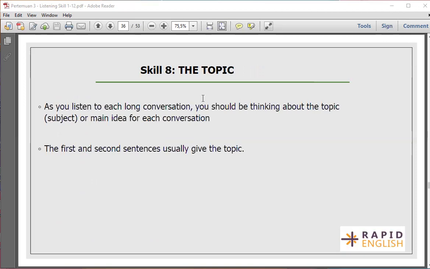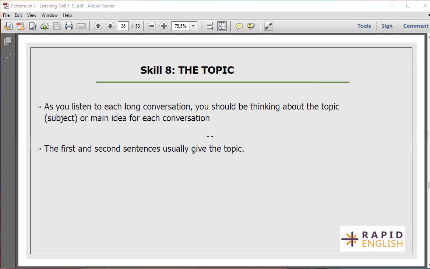Nah, ini yang skill 8 ya. Kalau nanti untuk guessing ya. Kalau skill 8 ya, topiknya apa? Belajar mendapatkan topik dari tiap-tiap conversation tersebut. Dapatnya gimana? Biasanya ada the first or second sentence usually given the topic. Berarti dia ngomong pertama itu topiknya biasanya disampaikan di awal. Jadi bagaimana mendapatkannya ya? You have to start to focus ya.